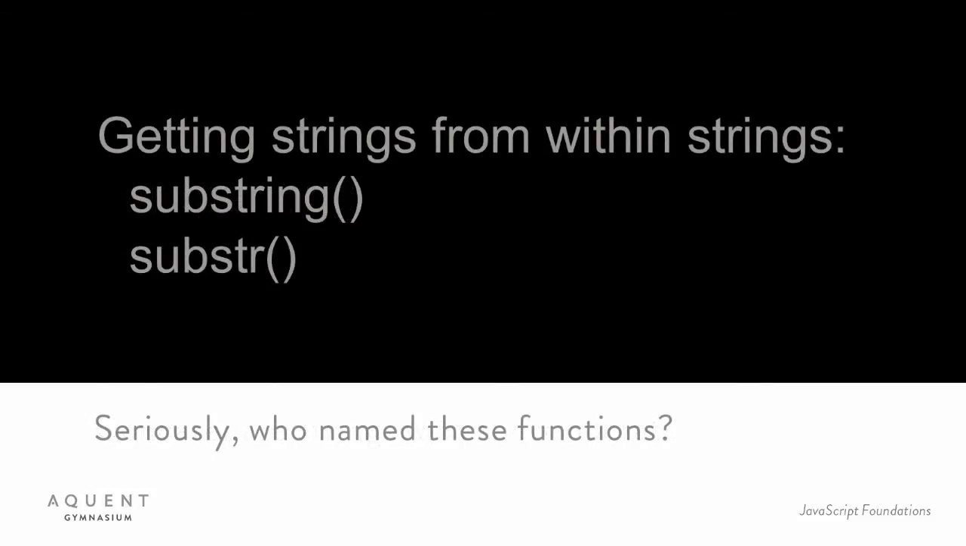Substring lets you pass in two numbers. The first number is the position of the first character in the substring you want. You should know that string characters are numbered starting with 0.